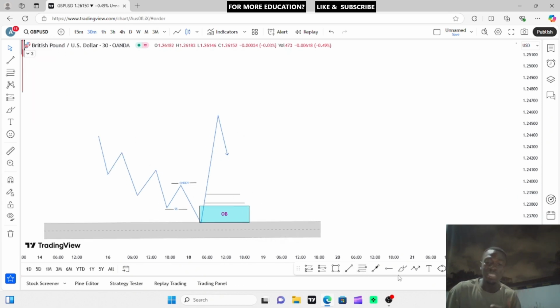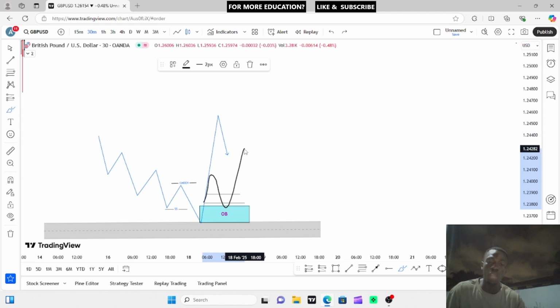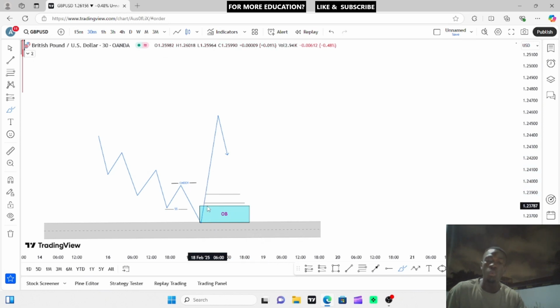All right, and we want to see the zone not mitigated. We don't want to see a case where price will push up like this, come back and test the zone before it pushes up, and then we're waiting for it to come back. No, we want to see no retest. We don't want to see a retest on the zone. So that is what we are looking out for.